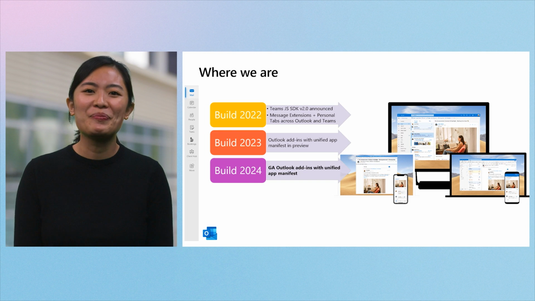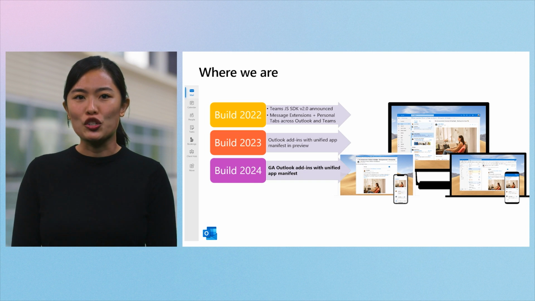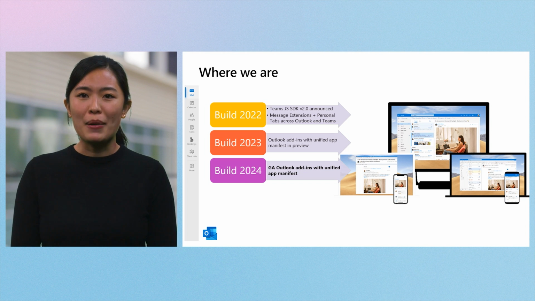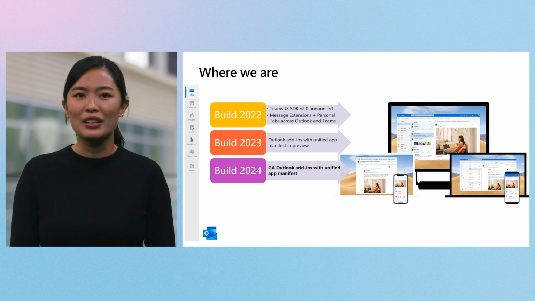It's been a journey. At Build 2022, we introduced the Teams.js SDK version 2. During this first release, Teams apps used the unified app manifest to expand message extensions and personal tabs across Teams and Outlook.